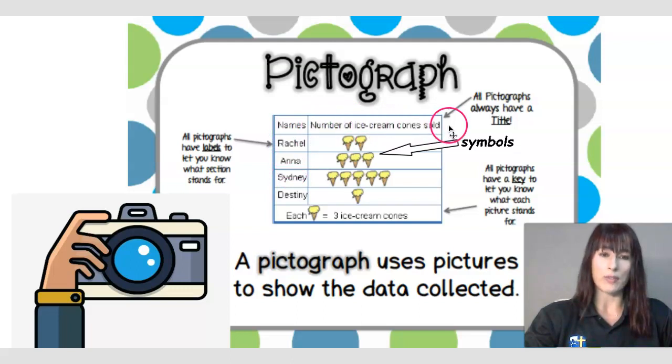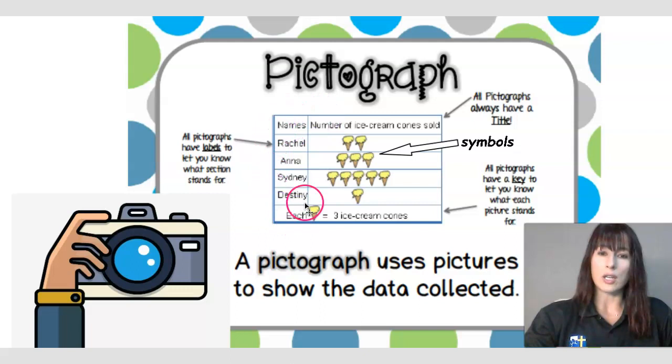Okay, now the parts of the pictograph are, if you look at the very top of the pictograph, it says number of ice cream cones sold. Well, this that's on top, we call it a title. Just like the title we have in our stories, right? In reading, we know the title is on top, okay? And it tells us what this is about. So just like in reading, it also works the same in our pictograph.